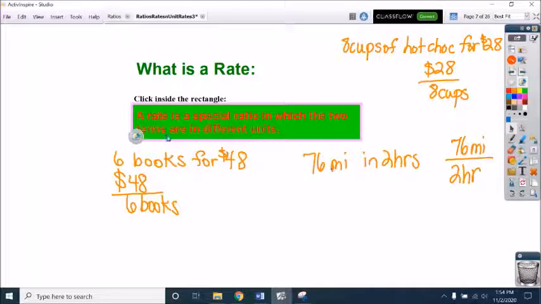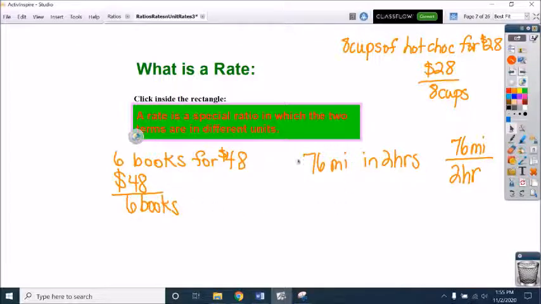So rates. A rate is a special ratio in which the two terms are in different units. Here we have units attached to this. So here we have 6 books, that's the unit, for $48. And in this case, dollars is the unit. And generally speaking, if we're talking about dollars and quantity, we're going to put dollars on top and quantity on bottom. And when we get to unit rates in just a second, it'll make more sense why that's important.